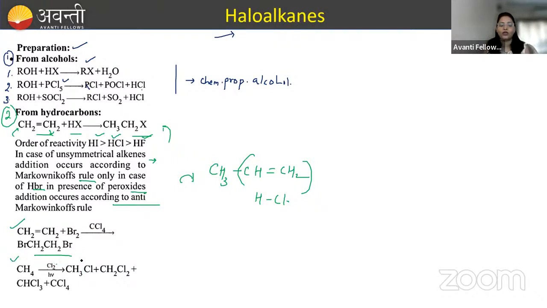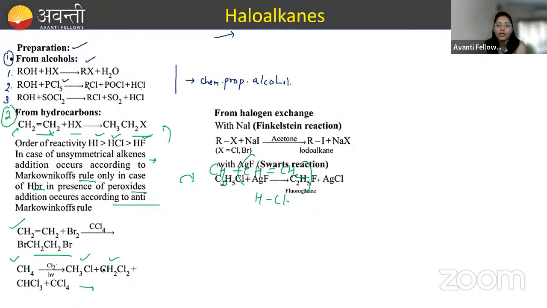Here you can see another reaction. Methane reacts with Cl2 to form methyl chloride, right? This is again one product. This is a propagation reaction, a chain reaction, and that's why the methane molecule reacts with Cl2 to form these types of compounds. So this is about the preparation of these molecules.